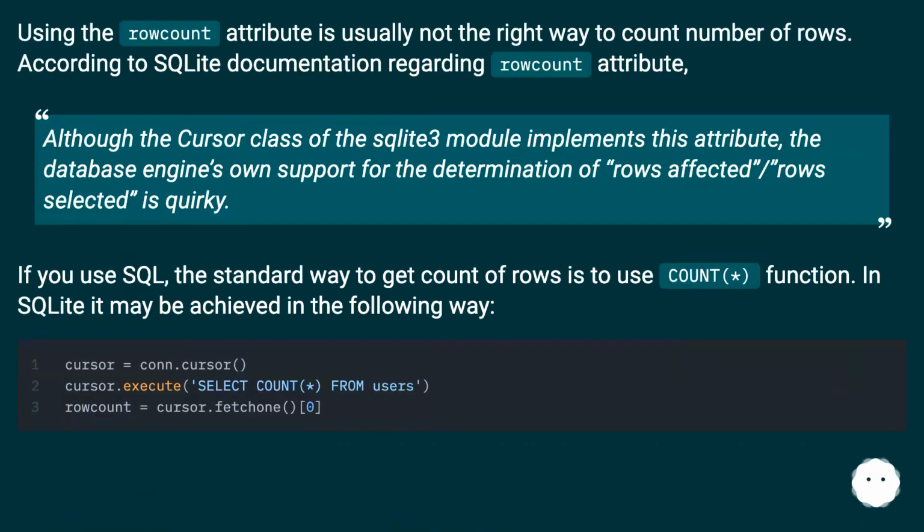Using the rowcount attribute is usually not the right way to count the number of rows, according to the SQLite documentation regarding the rowcount attribute. Although the cursor class of the sqlite3 module implements this attribute, the database engine's own support for the determination of rows affected or rows selected is quirky. If you use SQL, the standard way to get the count of rows is to use the count function. In SQLite it may be achieved in the following way.